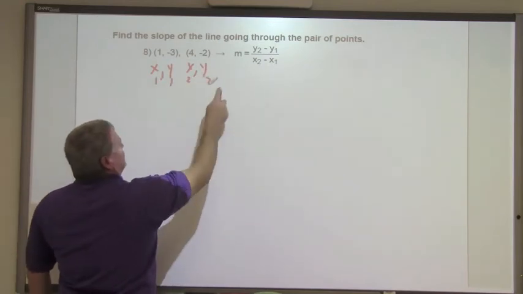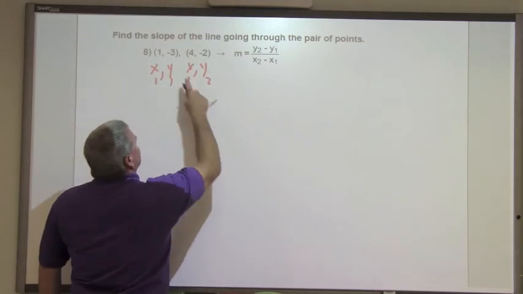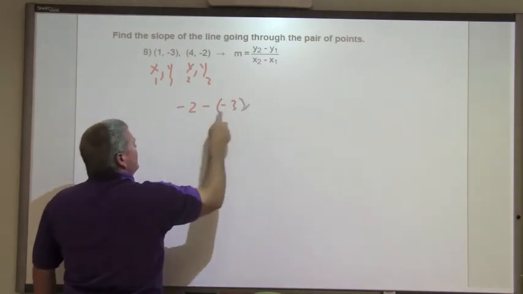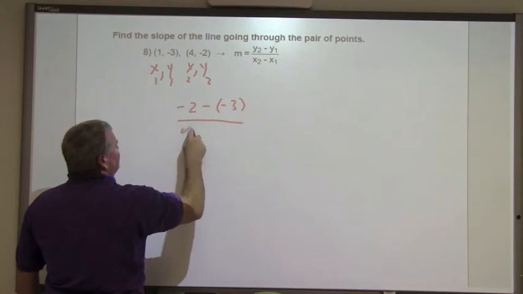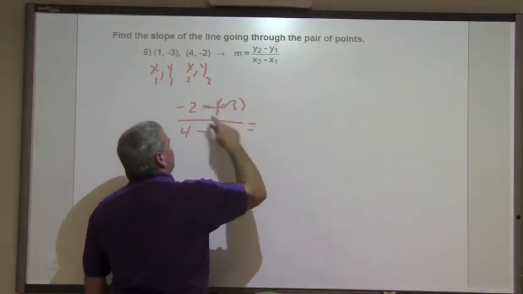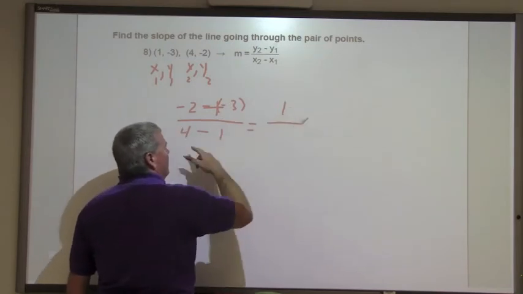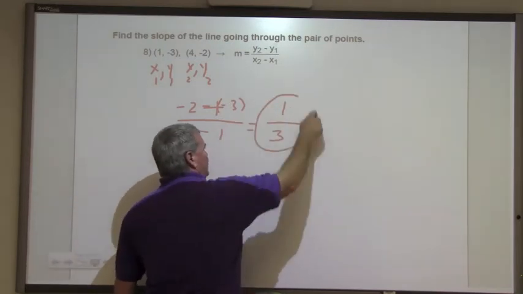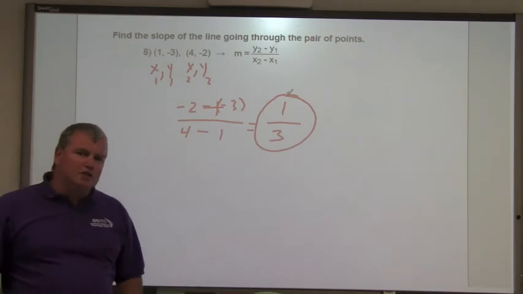Okay, if I take my second one there, -2 minus a -3 over my x's, 4 minus 1. Double negative is a positive, so that makes -2 plus 3, which is 1. 4 minus 1, which is 3. So it'd be 1/3.